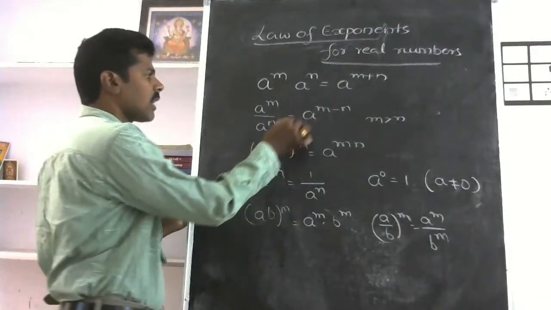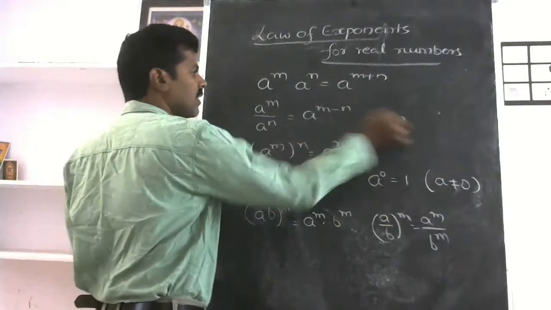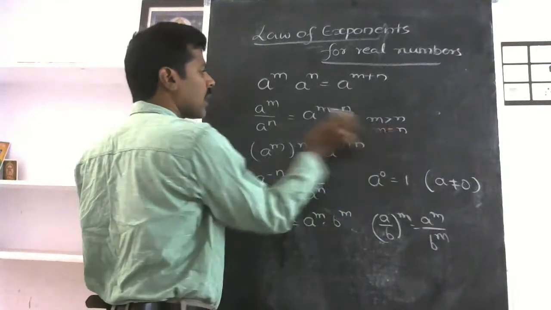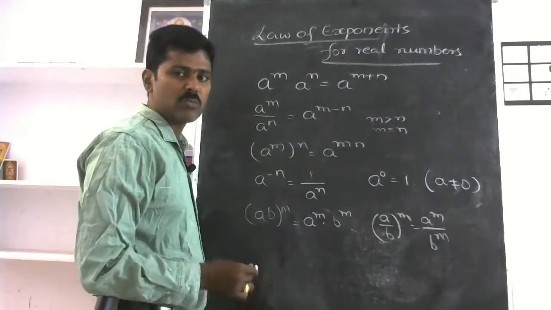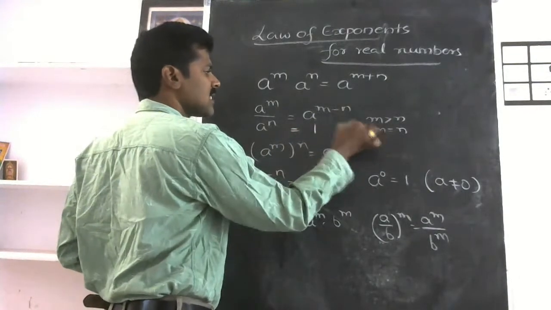And for a power m minus n also we actually have 3 cases. Where m is greater than n, you will get m minus n. Where m is equal to n, what happens? m minus m becomes 0, and a power 0 becomes 1. So this is the second condition.